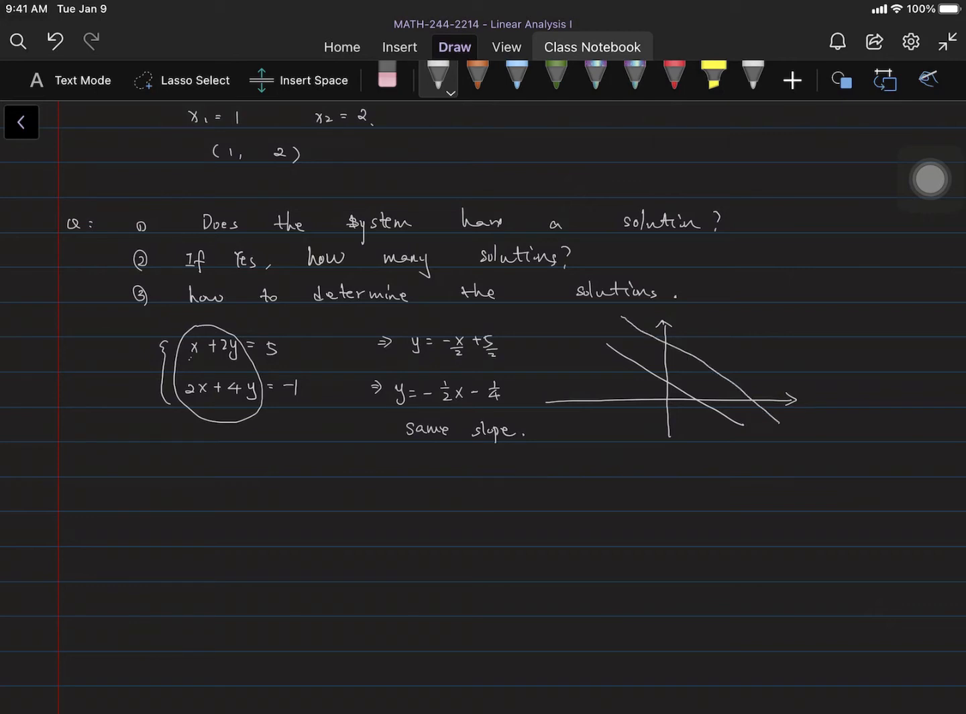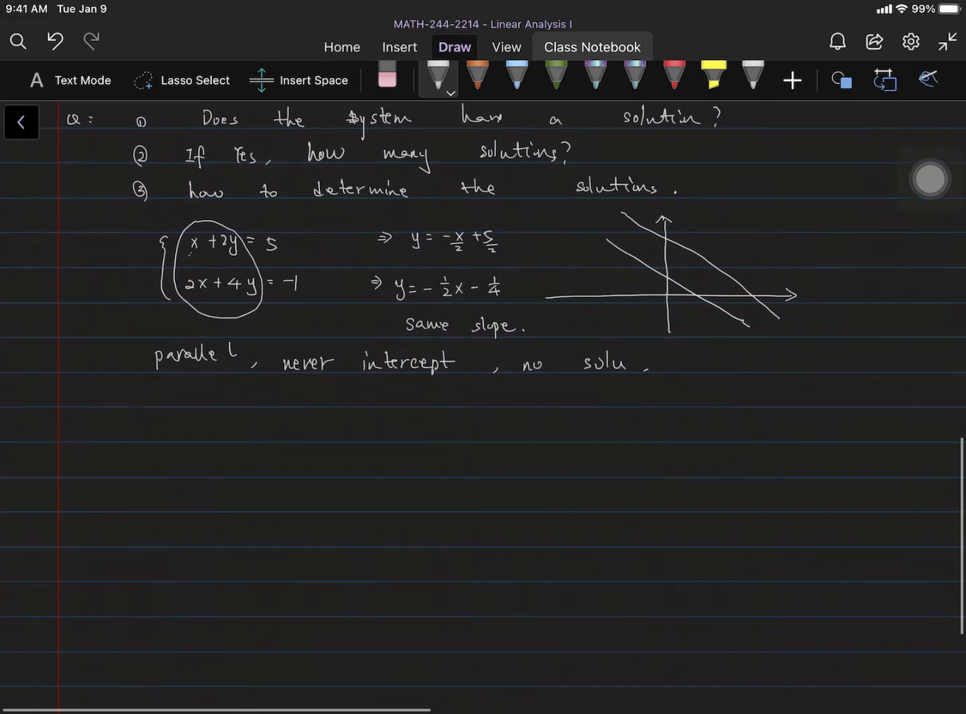In this case, you can see they never intercept, right? So those 2 equations are parallel, never intercept. There's no intercept. That means there's no solution. In this case, no solution. Okay. So sometimes for some linear system, there's no solution. So we want to tell how to just look at the coefficients and see, do we have a solution and how many solutions there are.